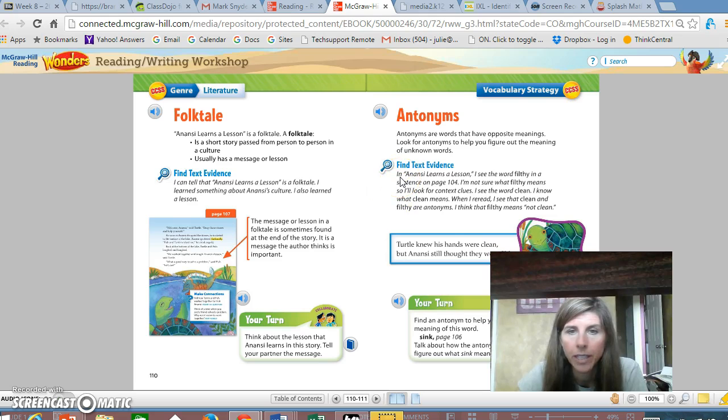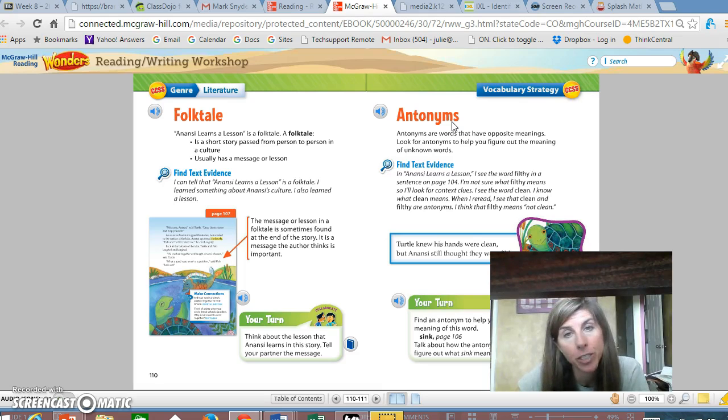So we're going to look in Anansi Learns a Lesson. I see the word filthy in a sentence on page 104. I'm not sure what filthy means, so I'll look for context clues. It says, I see the word clean. I know what clean means. When I reread, I see that clean and filthy are antonyms. So those are complete opposites. So sometimes you can see what words mean by using antonyms. Sometimes we can describe words by their opposites.